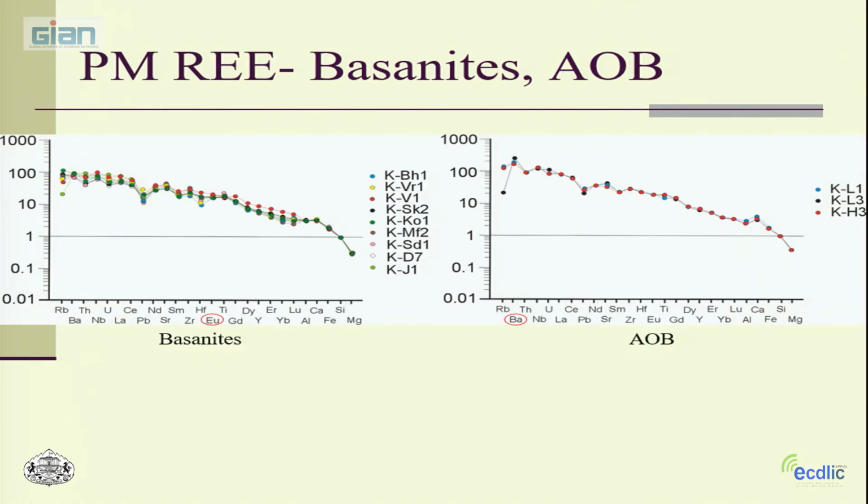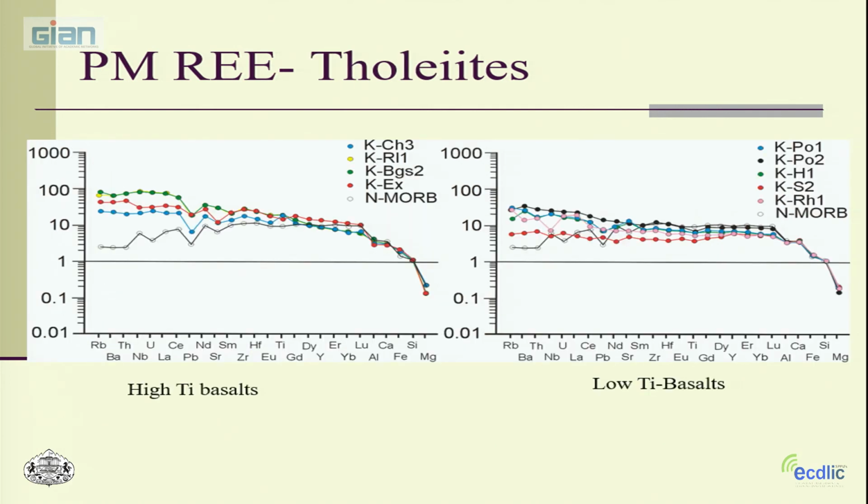When you look at the alkaline rocks, basanites and alkali olivine basalt, the previous ones were melanephelinite. The basanite and alkali olivine basalt again more or less show a rising pattern, enriched with respect to the light rare earth elements, again indicating the involvement of an enriched source in the generation of these magmas.